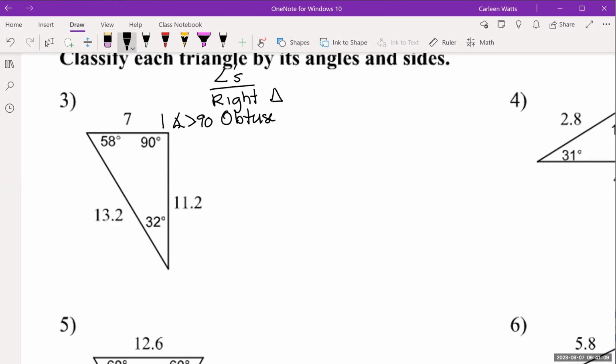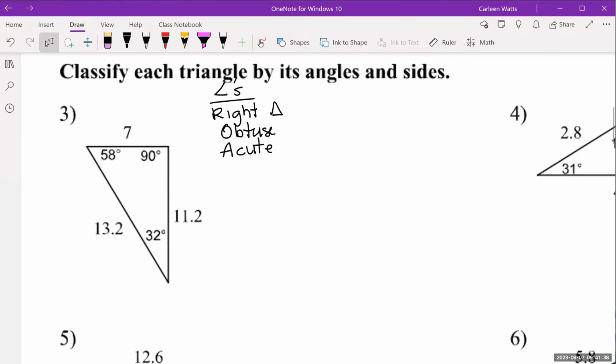Now, if it has 3 small angles, 3 angles less than 90, it sounds like you're sneezing. That's right. It is not ugly. It is acute. It has these cute little angles, and it sounds like you're sneezing. Acute. Okay, so right, obtuse, or acute. You guys are like, we learned this in 8th grade. Anyway, we're reviewing.